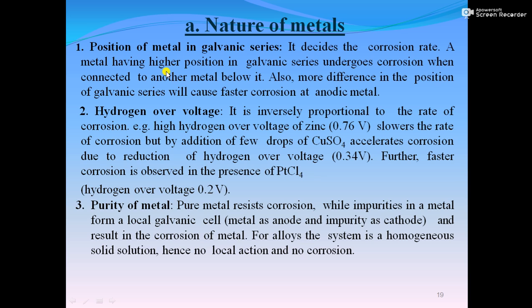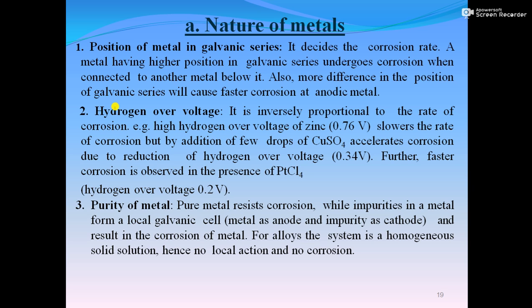Nature of metal. The first is the position of the metal in the galvanic series. This decides the corrosion rate. If a metal is at a very high position in the galvanic series, then it will undergo corrosion when it is in contact with a metal which is lower in the series. In other words, the extent of corrosion depends on the electrode potential. If the oxidation electrode potential of a metal is high, then it will undergo corrosion rapidly. If the oxidation potential of the metal is low, then the corrosion rate will be less.